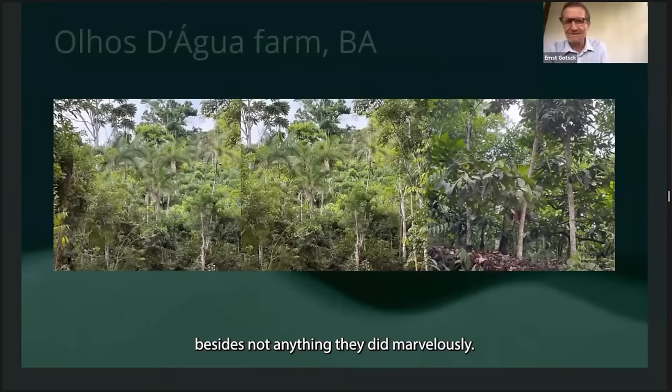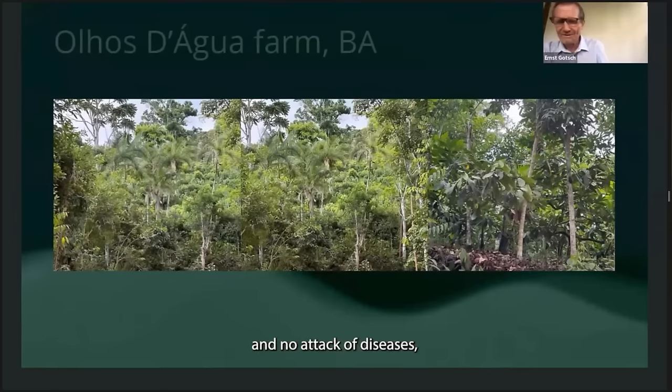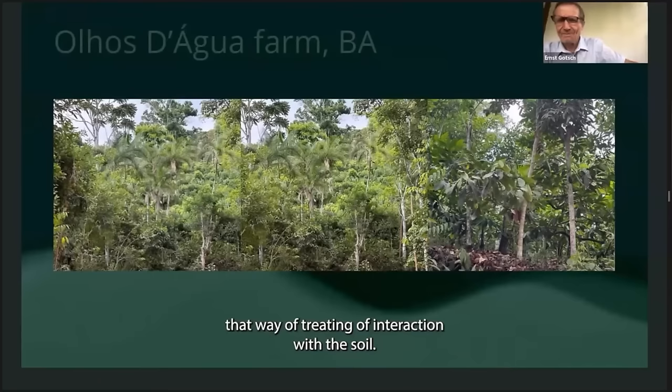They did marvelously. And I came to the conclusion that those so-called herbaceous cotton could be a marvelous perennial, and we should work with it as a perennial, because in the second year it produced more, and no attack of diseases, nor insects, nor fungi. And so clearly pests and diseases are not bad guys, they are a consequence of our mediocre or bad way of interaction with the soil, and we should focus on this item.